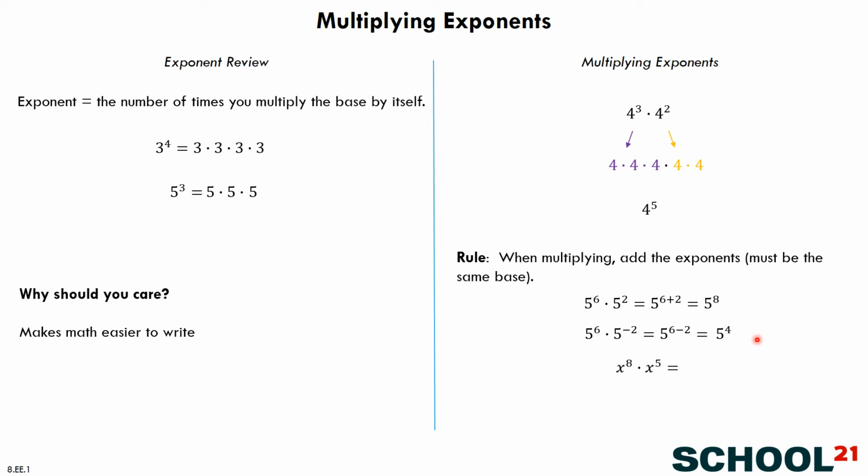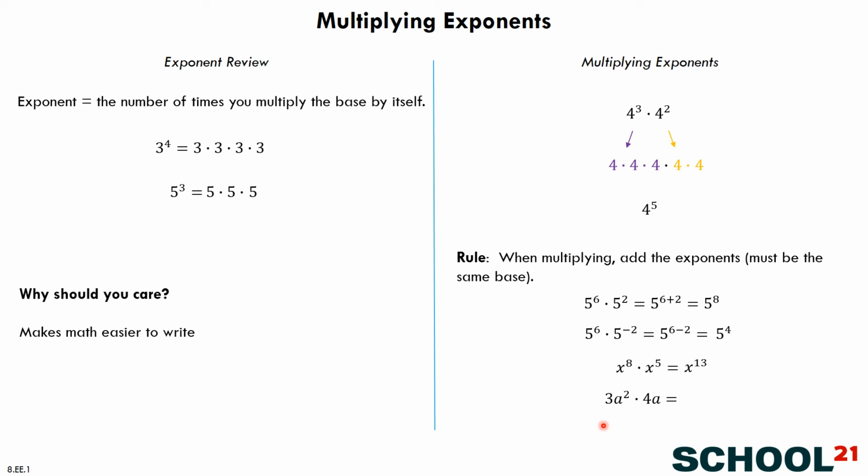Let's do one more here. Let's use a variable instead of a number. So we have x to the 8th times x to the 5th. Luke, what will that be? X to the 13th. Yep, x to the 13th. Okay, and let's just do one more example here because it can get a little bit more complicated.